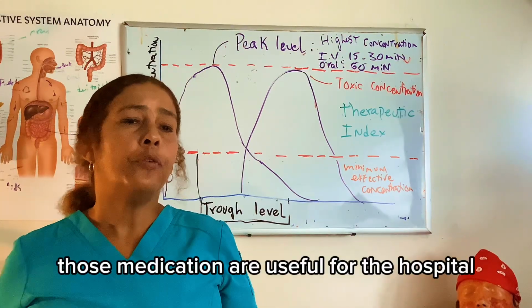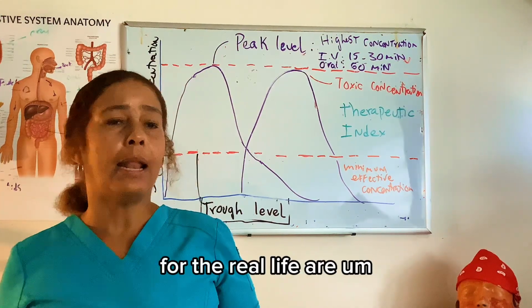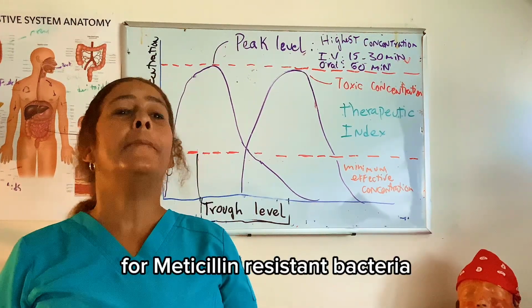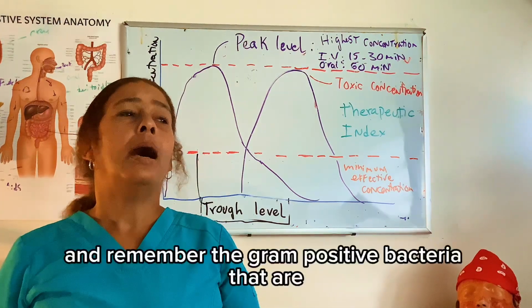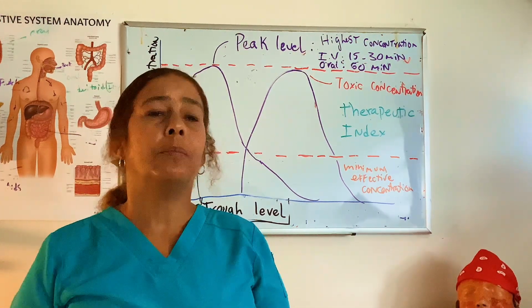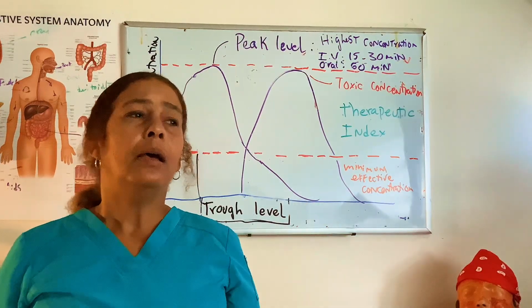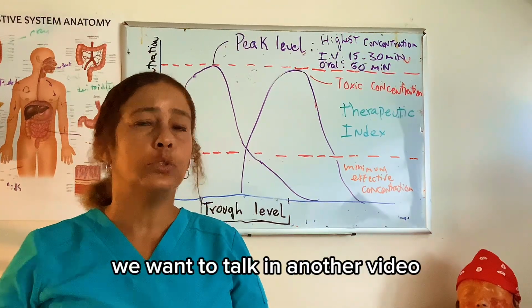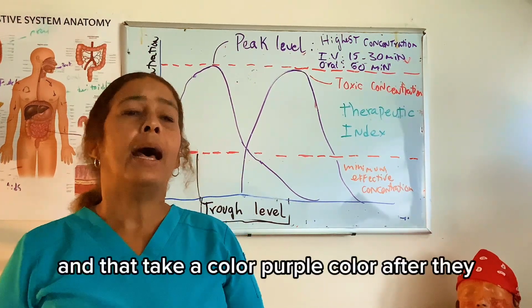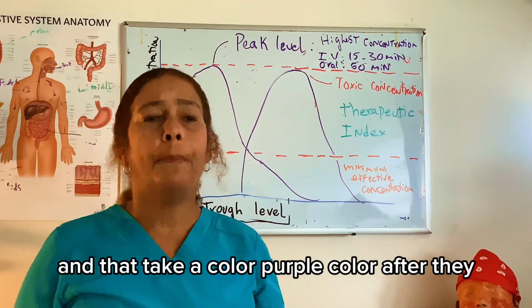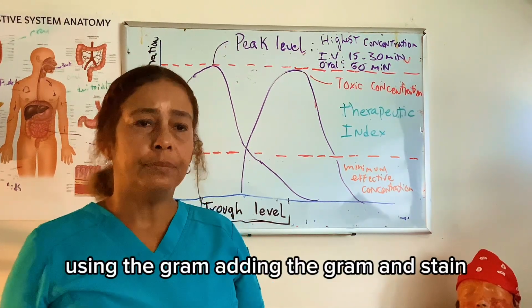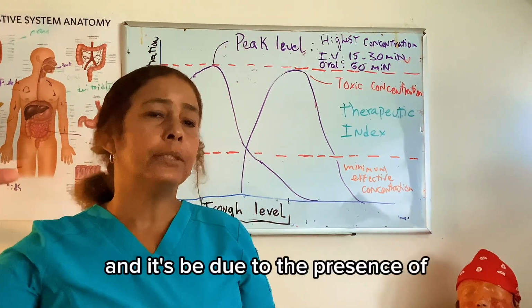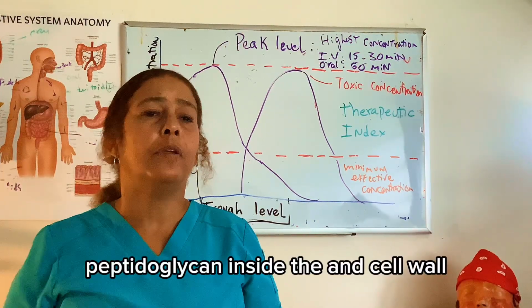Those medications are used in the hospital. This is another question for the exam and for real life: they are prescribed and used in the hospital for methicillin-resistant bacteria. Remember, gram-positive bacteria have a cell wall, in comparison with the negative bacteria. We want to talk in another video about the difference between both. They take a purple color after adding the gram stain, and it's due to the presence of peptidoglycan inside the cell wall.